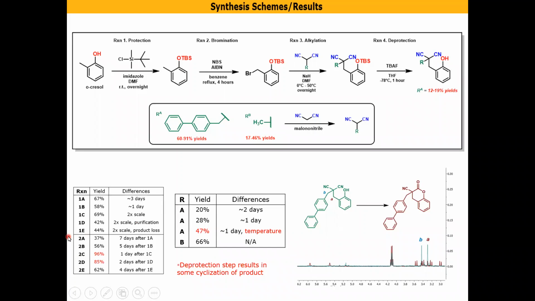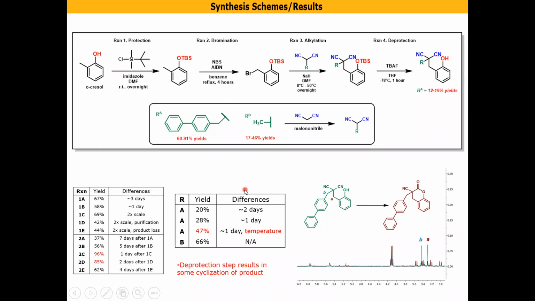The protection reaction has been relatively consistent in yields regardless of any differences in conditions, save the last reaction, where there are some issues with purifying or isolating the compound after the reaction, and in reaction 1E, some product was lost, leading to a lower yield. The bromination reaction, on the other hand, has varied widely in its yields. Possible causes for this include trials 2C and 2D being on a double scale. However, it also seems that performing the bromination relatively soon after the protection reaction improves the yield.